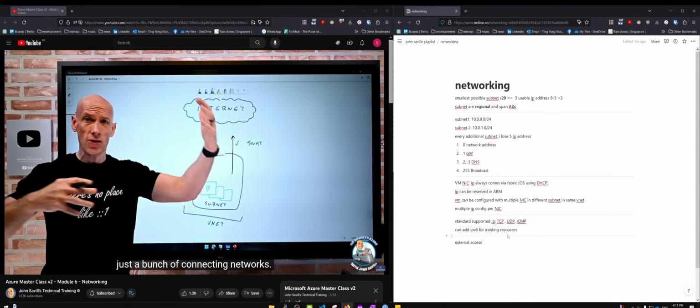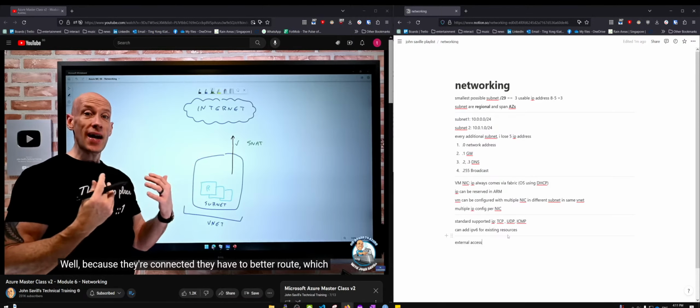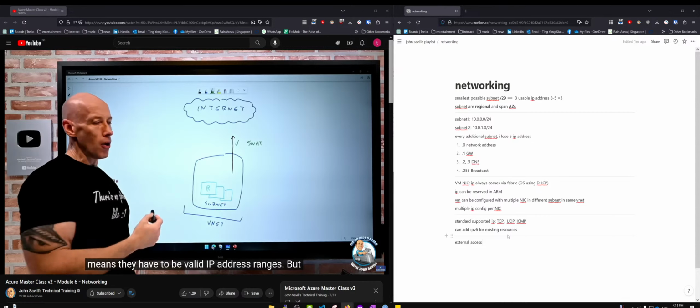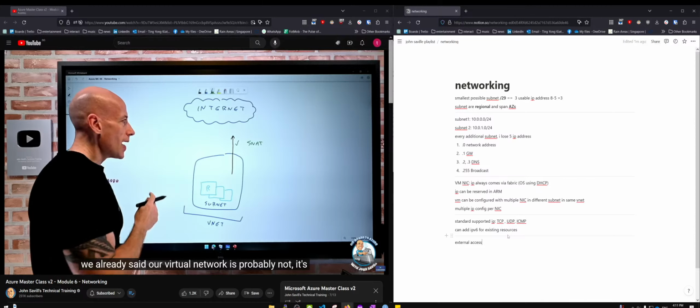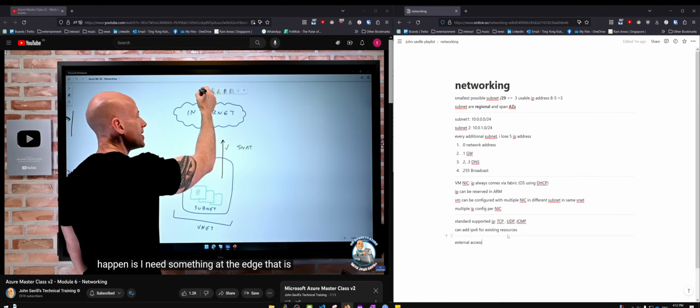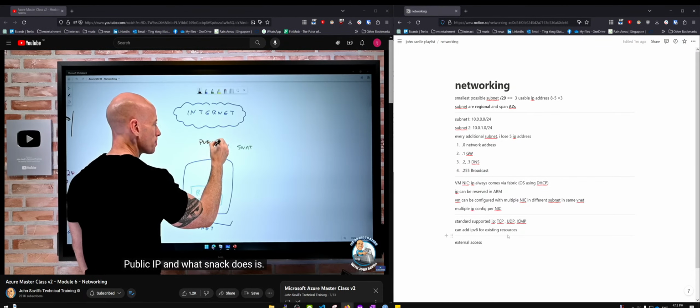The internet is just a bunch of connected networks. Because they're connected, they have to be able to route, which means they have to be valid IP address ranges. But we already said our virtual network is probably not. It's this RFC 1918, it's non-routable. So what has to happen is I need something at the edge that is a valid public IP.